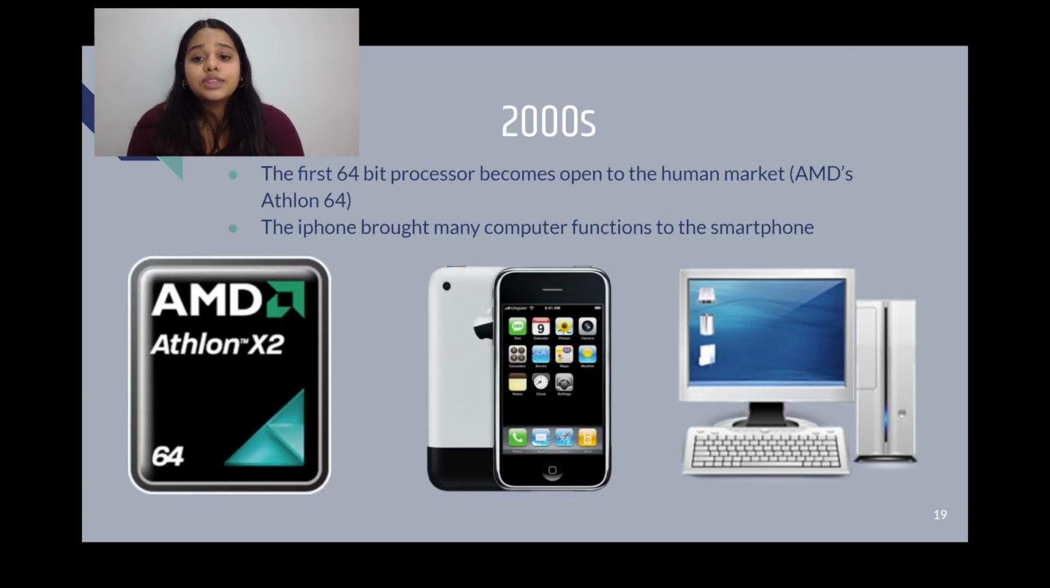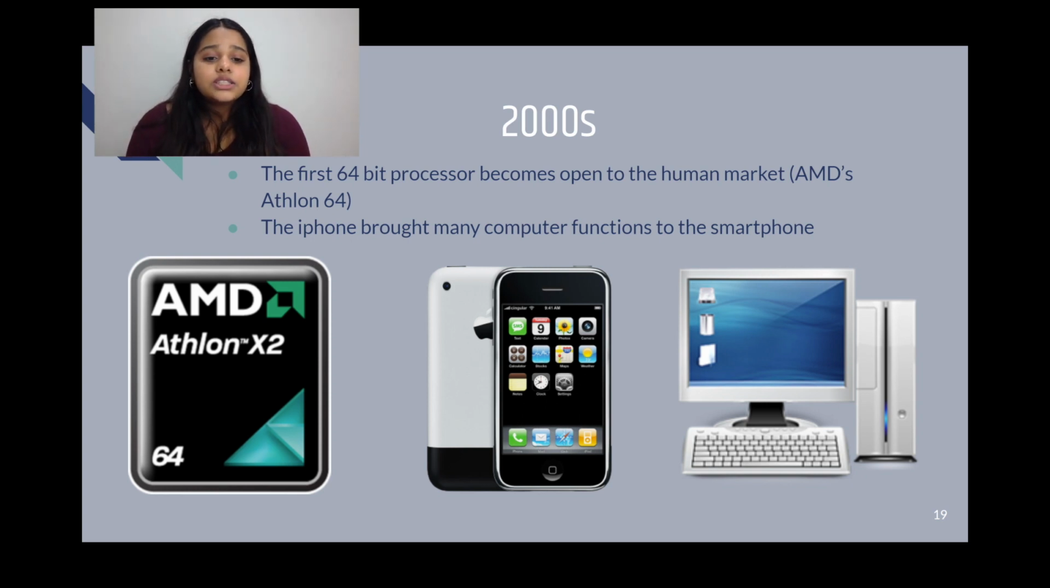Leading up to the 2000s, we have the first 64-bit processor that becomes open to the human market. The iPhone was also created, and it brought many computer functions to the smartphone. The iPhone is an extremely important invention to our generation and started off the era of smartphones as well. Almost everyone right now has a smartphone, and I can't imagine where our generation would be without them.